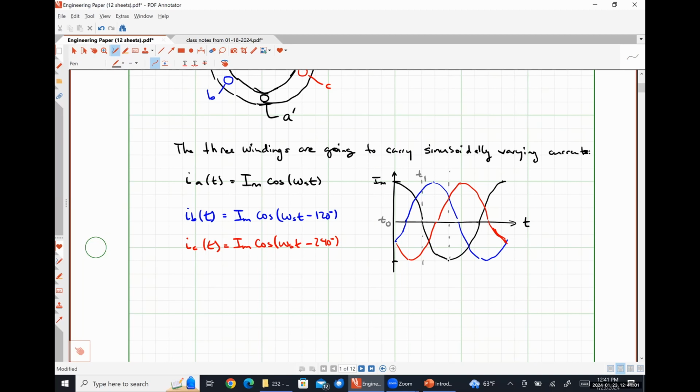Right here will correspond to a time T2. Right here will correspond to a time T3. And then right here is T4, which is effectively the exact same thing we had at T naught. So we're really going to be looking at four different points in time. The first point in time that we're looking at is when our A phase current is at its maximum. Then the next point in time is when our A phase current is 0 and decreasing. Then when our A phase current is at its minimum. Then when our A phase current is at 0 and increasing, and so on and so forth.